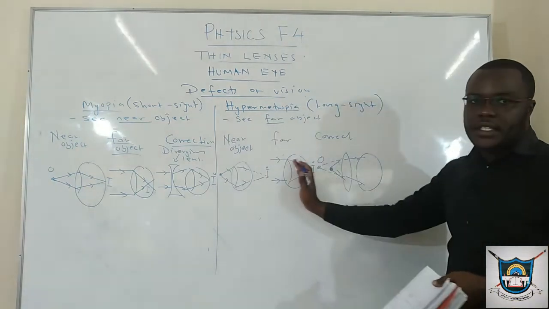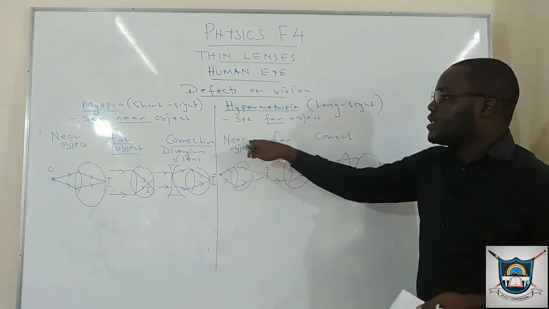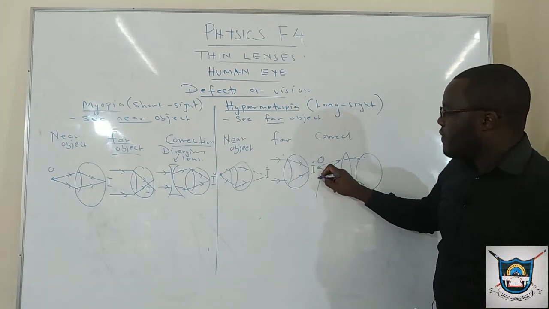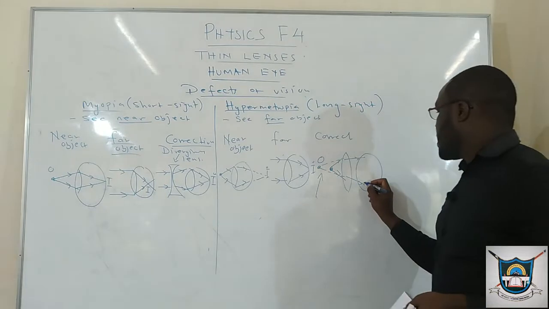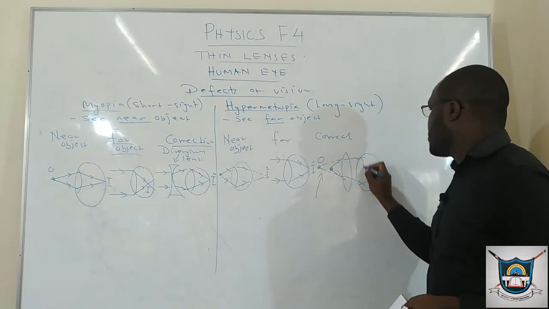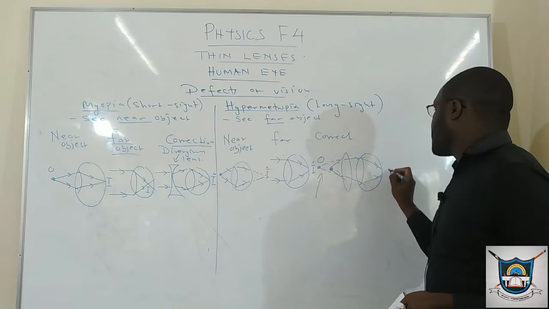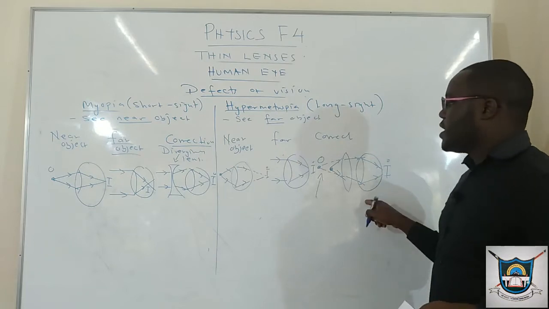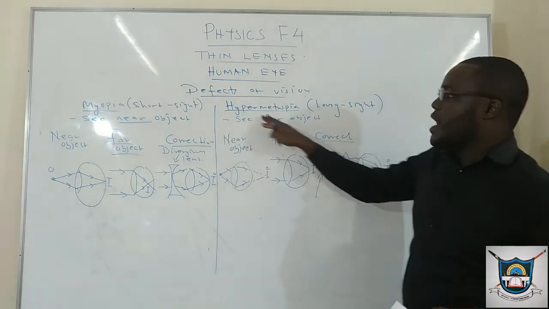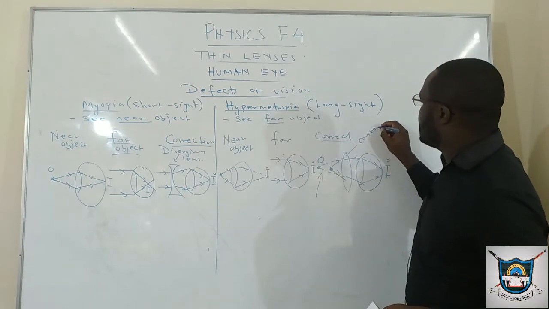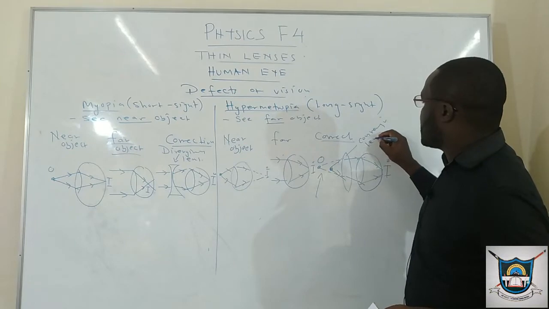It's a bit far, so that you stop seeing it too near. We make as if it's a little bit far at this position, and now his eyes are able to converge that onto the retina, and he's able to see the image properly. So how do we correct hypermetropia? We correct it by using a converging lens.